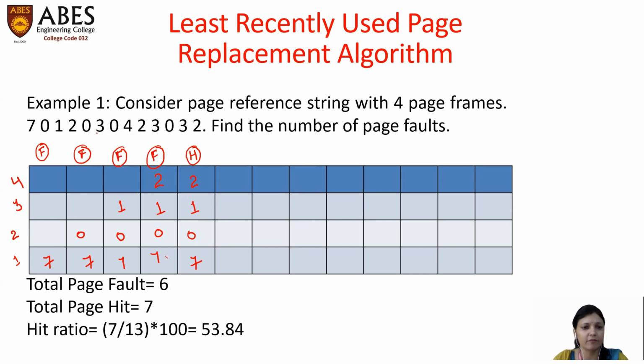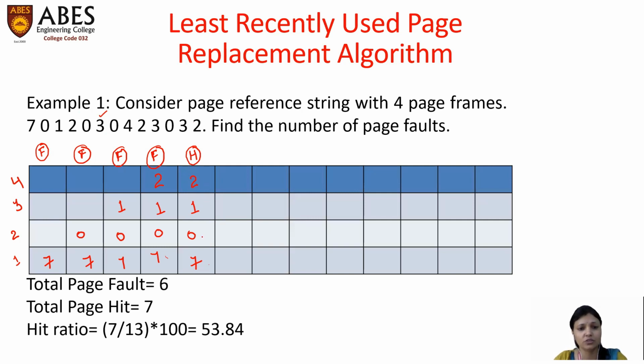The next page which is referred is 3. So 3 is not present in these memory frames, so we have to replace. For replacing, we have to choose one page to replace and insert the value 3 in the memory. So out of these pages, we have to choose a page which we will replace with 3.